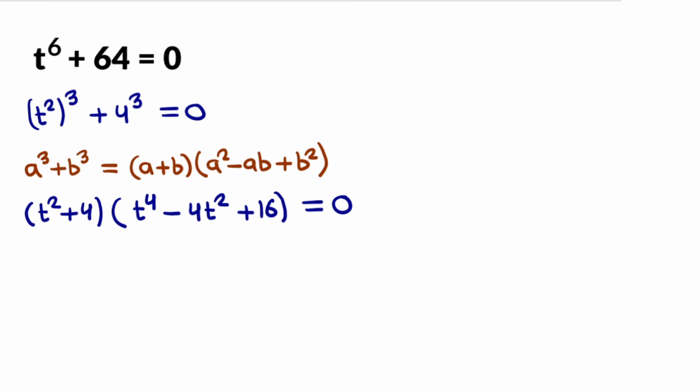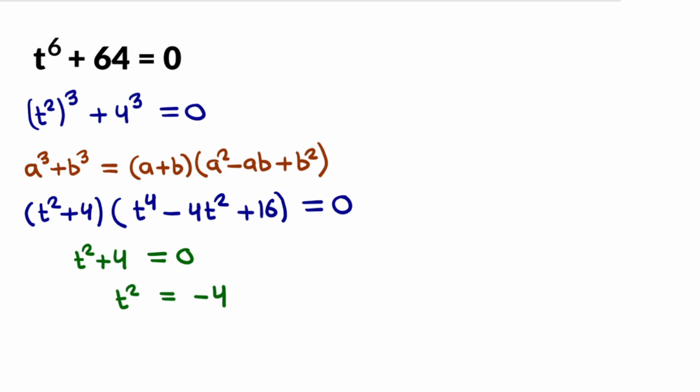Now we have a product equal to 0. That means at least one of those two factors must be 0. So we'll solve them separately. First, t squared plus 4 equals 0. Move 4 to the other side. t squared equals negative 4.